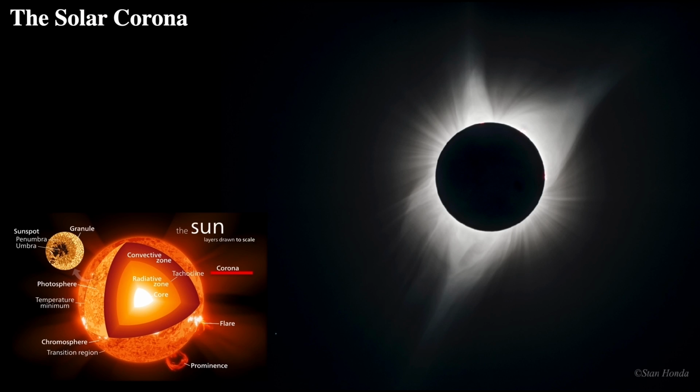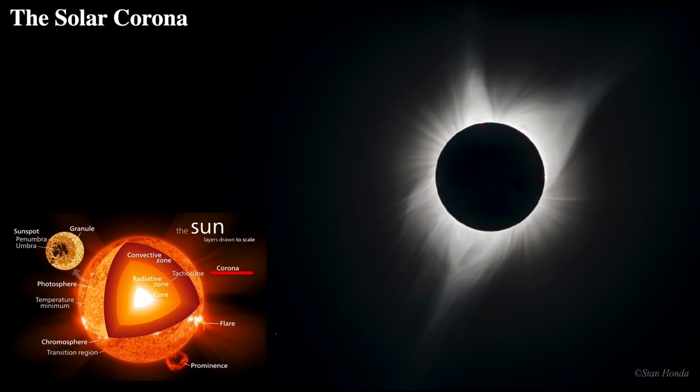Next thing we're going to look at is what's called the solar corona, and this was by Stan Honda. Stan Honda also went out to see the total solar eclipse, and he made sure that he got some beautiful images of the eclipse. And the corona is the gaseous material that comes off of the sun and streams out into space.